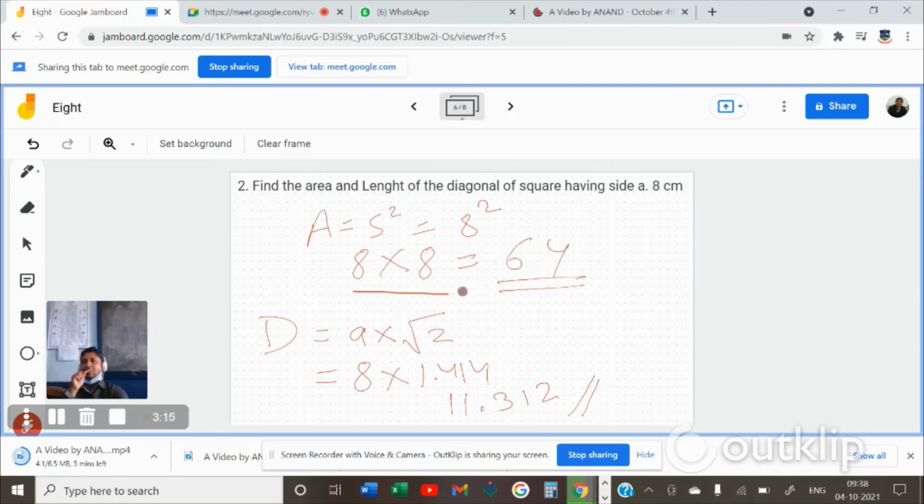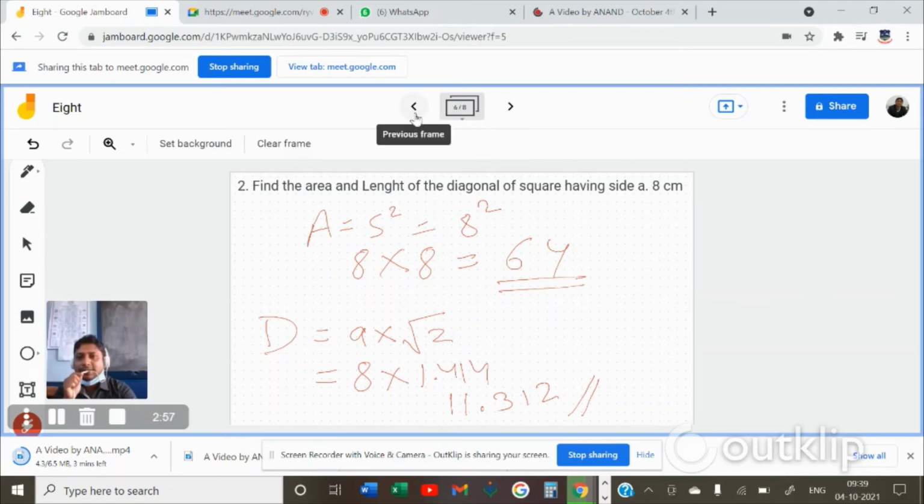Now Angel, I'll come back to you. Swastika, now hope you will not tell 8 plus 8 is 16. What is the answer? Yes, 8 into 8 is 64. Did you just wake up from your sleep? You sound very heavy. Okay.